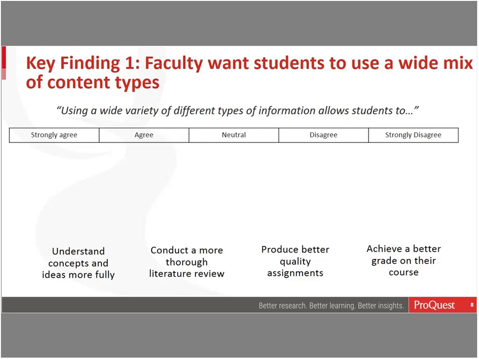Now, we thought this would be a good point in the presentation to ask the audience. So you should see a polling question on your screen now. I'm going to come back to this shortly. But this really focuses on that third area there. So how many of the respondents either agreed or strongly agreed with the following statement? Using a wide variety of different types of information allows students to produce better quality assignments. So if you could take a moment now to answer with the letters A to J, representing different percentages on the scale.